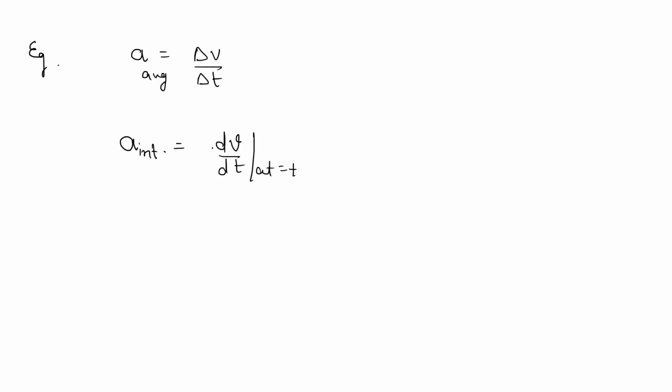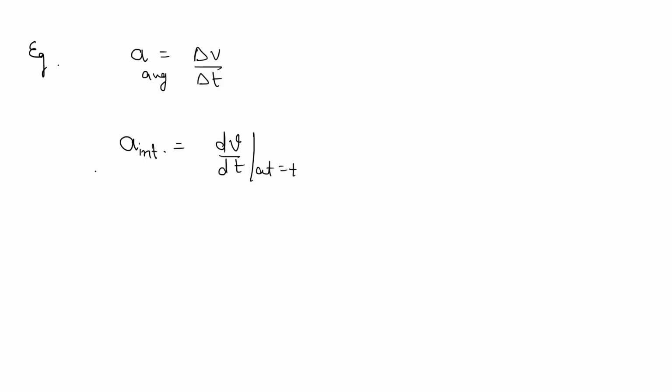Let's take an example. What is the acceleration? Acceleration is equal to del v upon del t. This is the definition of average acceleration. We will discuss it later in mechanics. But our interest is to find the instantaneous one. What we will do is take the differentiation dv upon dt at t equal to t, and by using this we can find the acceleration at any instant.